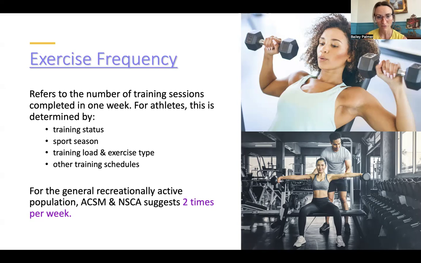But what also affects frequency is someone's training status. The more trained they are, the more likely they are to be lifting weights in the gym to further see improvement. Sports season, if you're in season or off season, will influence this. How heavy you're going or how technical your lifts are may also change your frequency. And then other training schedules, like doing aerobic exercise or playing a sport or doing yoga or Tai Chi or whatever else you do.